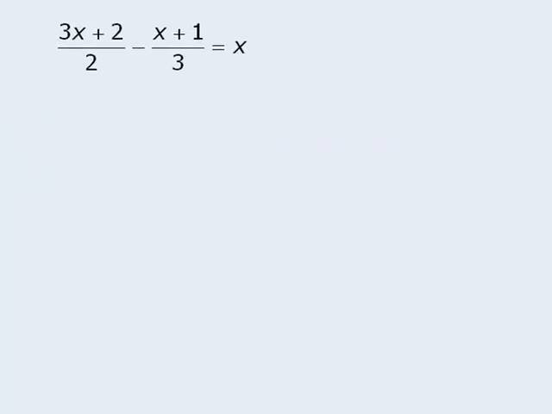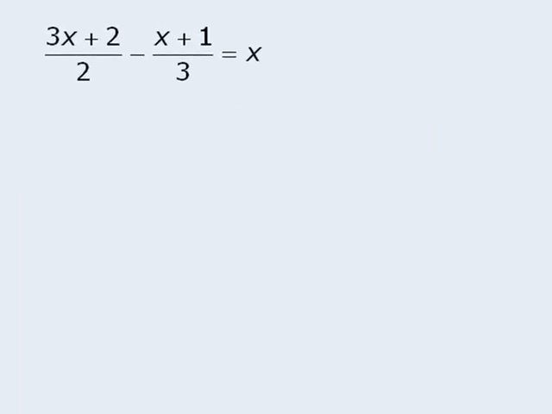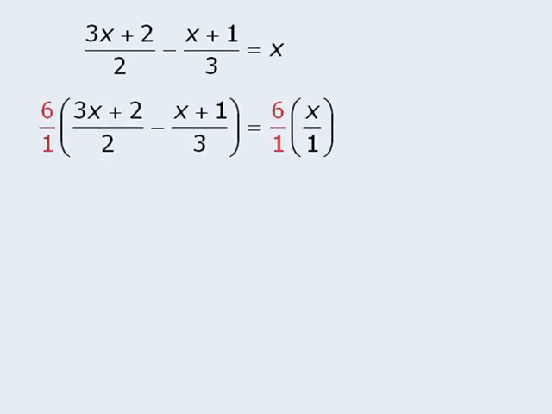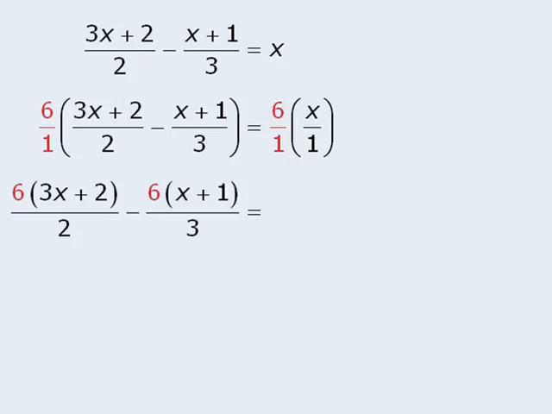Now here's a more advanced question. To eliminate the fractions here, we'll multiply both sides of the equation by the least common multiple of the denominators. The least common multiple of 2 and 3 is 6, so we will multiply both sides by 6. Now let's expand the left-hand side. 6 over 1 times the first rational expression is equal to the following, and 6 over 1 times the second rational expression is equal to this. On the right-hand side, 6 over 1 times x is equal to 6x over 1.